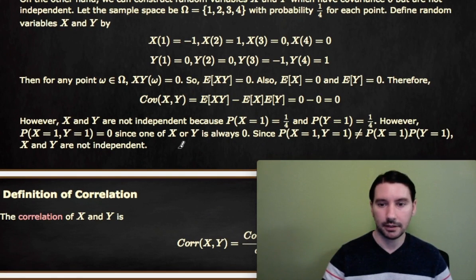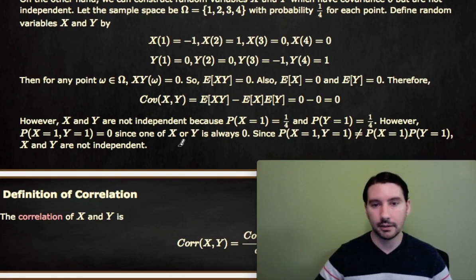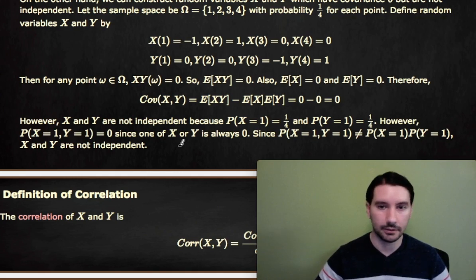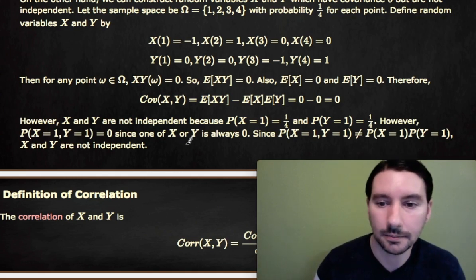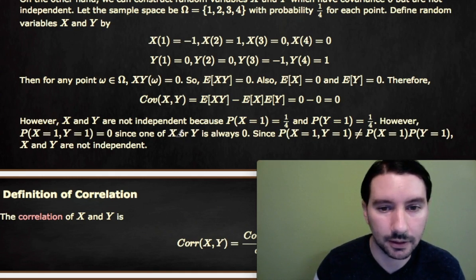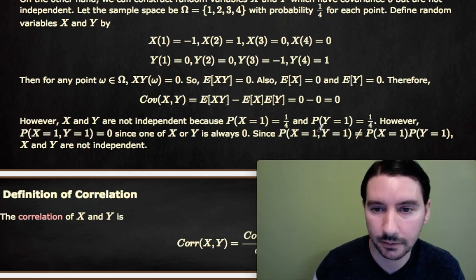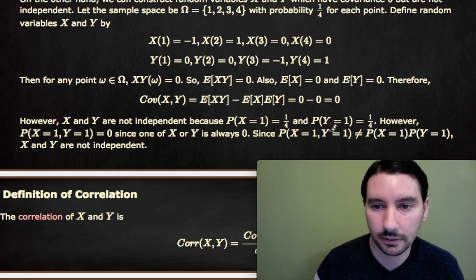Because if we condition, for example, on x equals 1, then we know that y is 0. It depends on x, so it can't be 1 or negative 1. Also, it just fails the definition. So the probability x equals 1 is a fourth, and the probability y equals 1 is a fourth, but the probability x equals 1 and y equals 1 is 0, so it's not the product, which, if they were independent, would be 1/4 times a fourth, or 1/16.